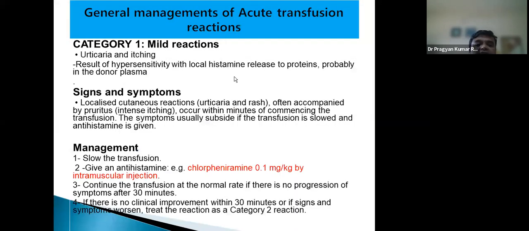transfusion reactions can be divided into category 1, which are mild reactions like urticaria and itching, results of hypersensitivity and local histamine release to proteins prevailing in the donor plasma. Signs and symptoms include local cutaneous reaction, often accompanied by pruritus, occurring within minutes of commencing the transfusion. The symptoms usually subside if the transfusion is slowed and an antihistaminic is given. Management: slow the transfusion, give some sort of antihistaminic, and continue the transfusion at normal rate if there is no progression of symptoms after 30 minutes. If there is no clinical improvement within 30 minutes, or if signs or symptoms worsen, treat it as category 2.